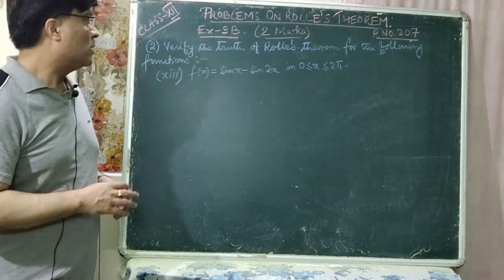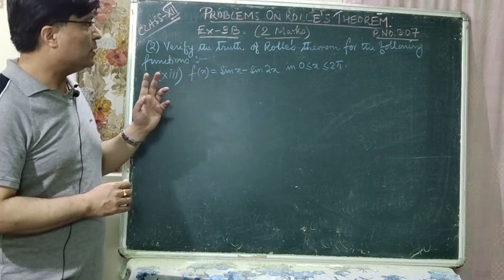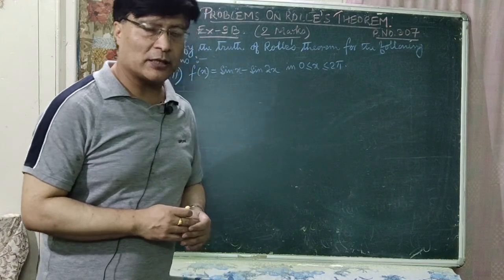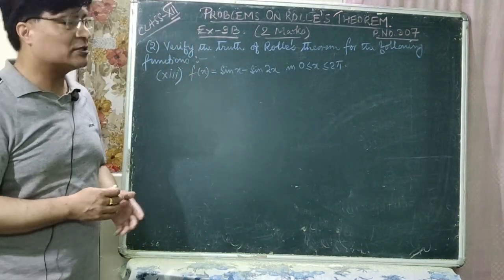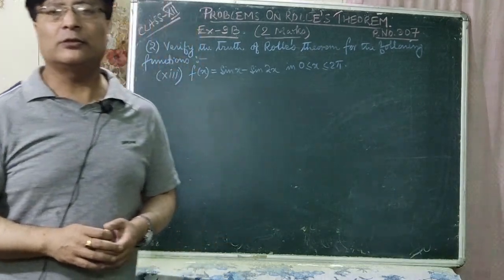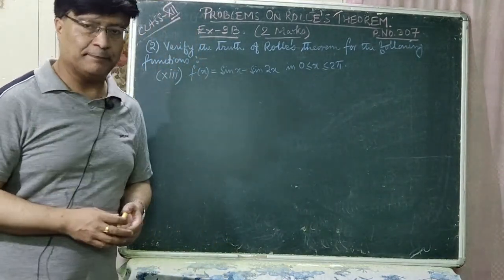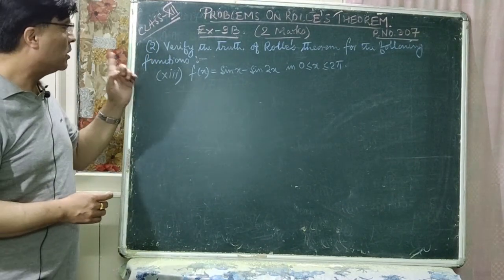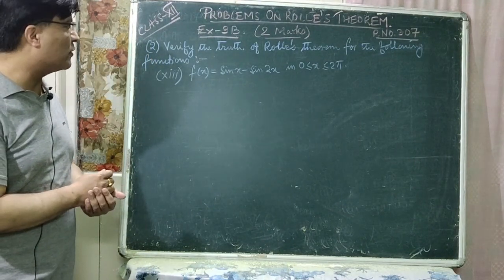Okay. So it is exercise 3B 2 mark section, that is each question carries 2 marks. And the page number is 307 from the book Higher Mathematics for class 12 by SND. So question number 2. We were doing question number 2: verify the truth of Rolle's theorem for the following functions.